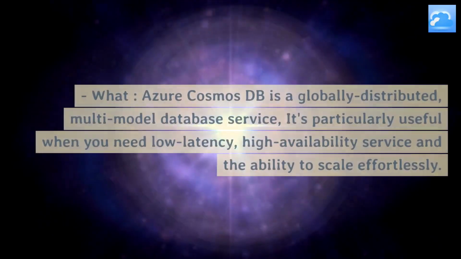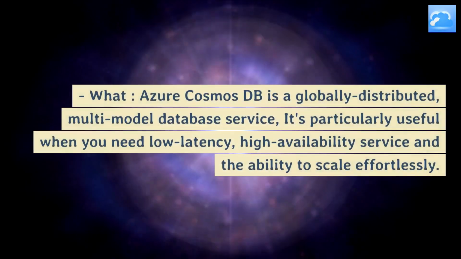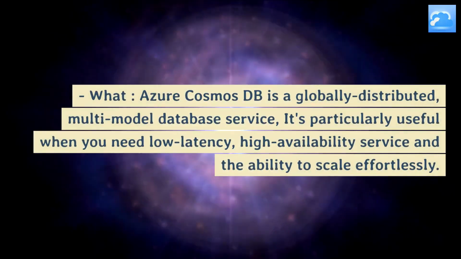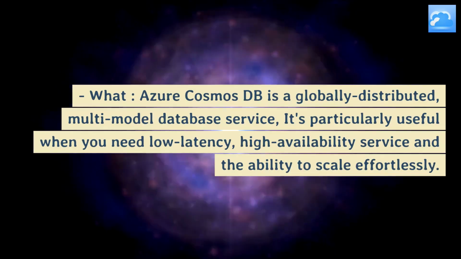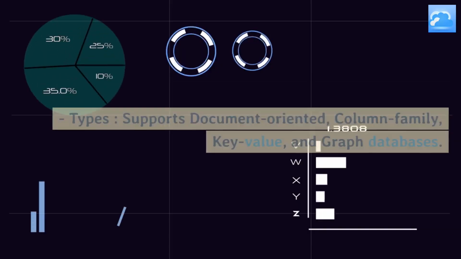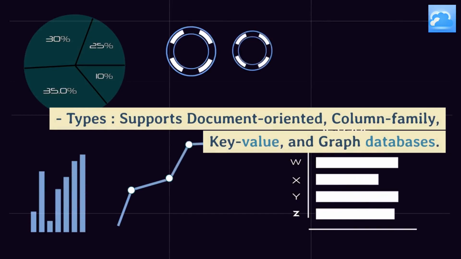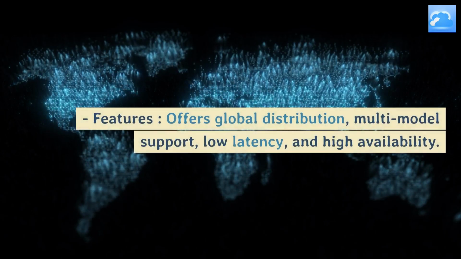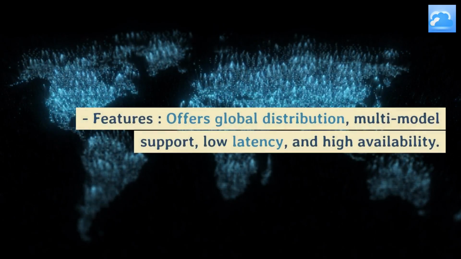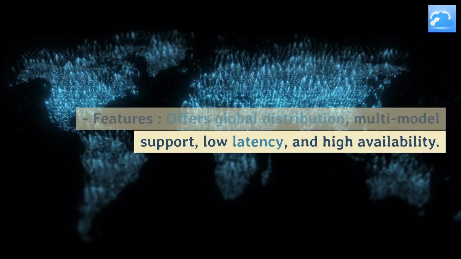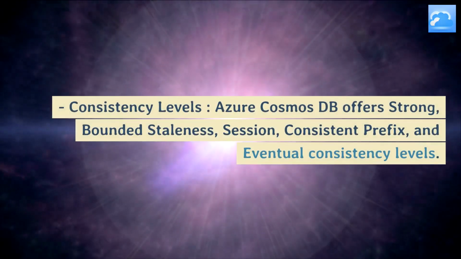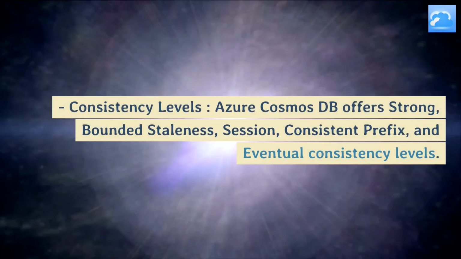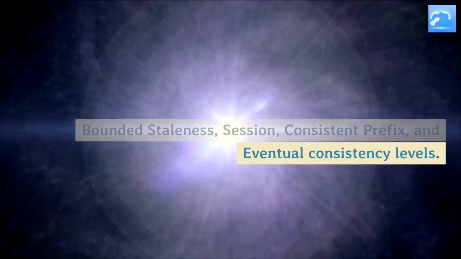Summary. What? Azure Cosmos DB is a globally distributed, multi-model database service. It's particularly useful when you need low latency, high availability service and the ability to scale effortlessly. Types. Supports document-oriented, column family, key value, and graph databases. Features. Offers global distribution, multi-model support, low latency, and high availability. Consistency levels. Azure Cosmos DB offers strong, bounded staleness, session, consistent prefix, and eventual consistency levels.